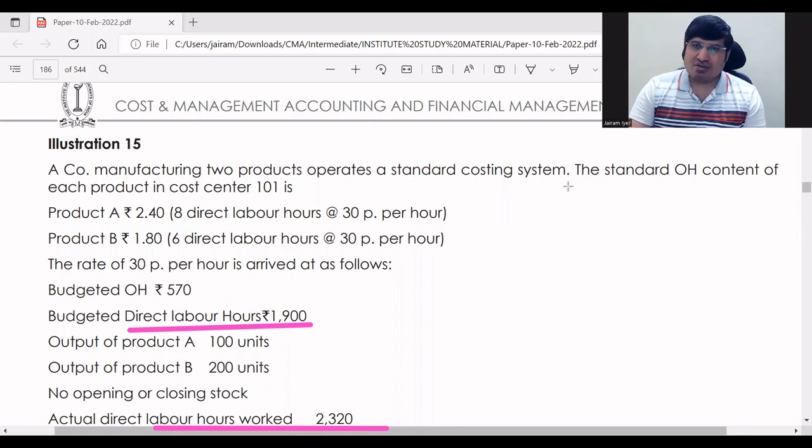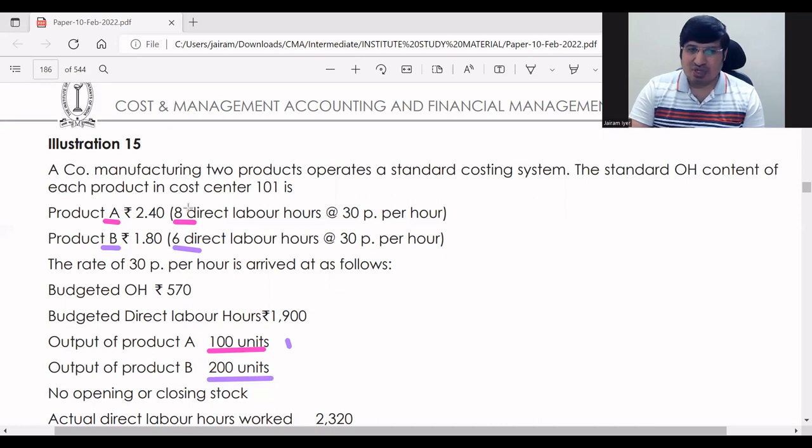Okay, so now here again, in this case you have been given 8 direct labor hours as the standard for product A, correct? And units total are 100. Okay, so standard hours will be how much? 8 into 100, which is 800. Okay, for product A, and for product B, it will be 6 direct labor hours into 200 units. Okay, 6 2s are 12, so 1200. So if you add these two, then your standard comes to 2000.